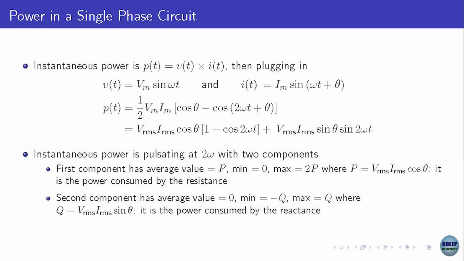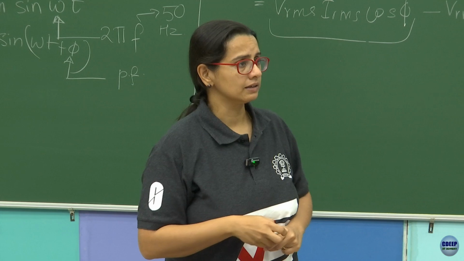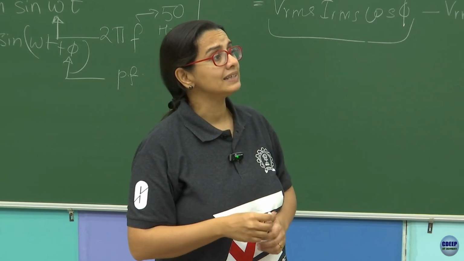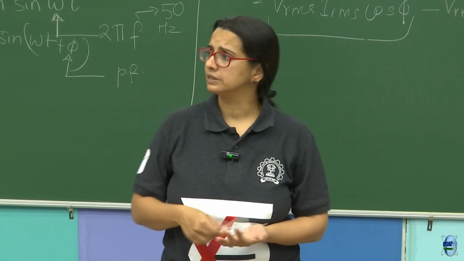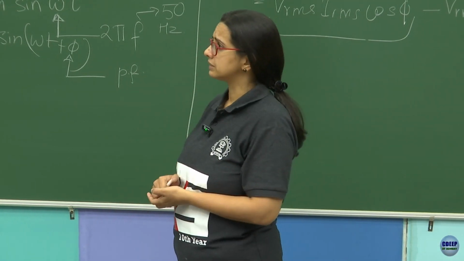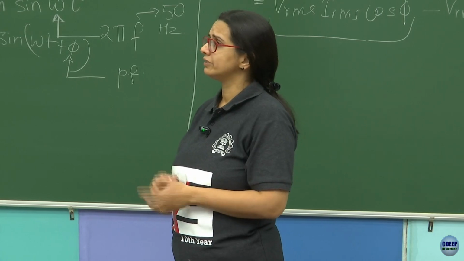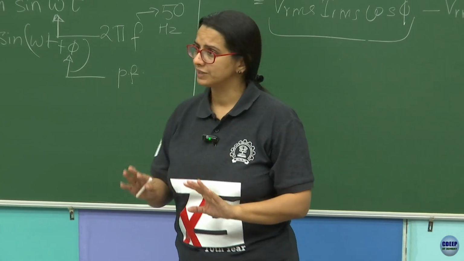The second component has an average of what? It averages to 0, okay? But it's also a double frequency component. And what would be the peak for it? Its peak value is going to be Vrms Irms sin theta, which is what we classically recognize as Q, reactive power. Everybody okay with this? Everybody okay? Is it making sense?